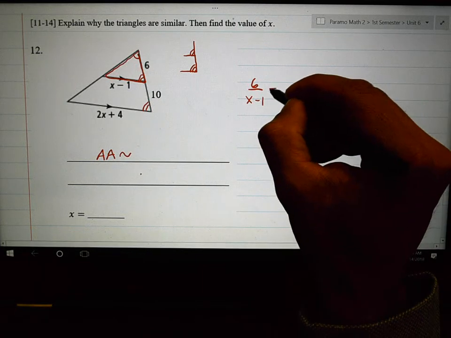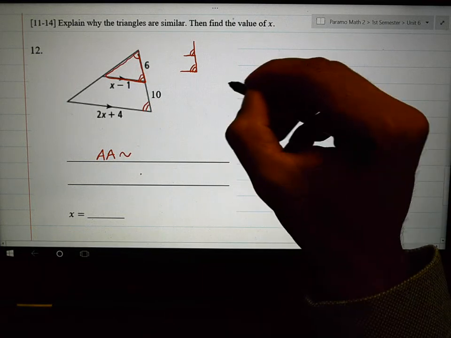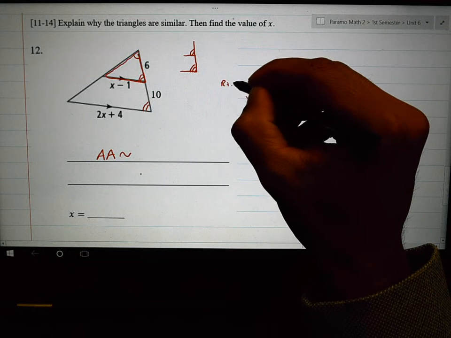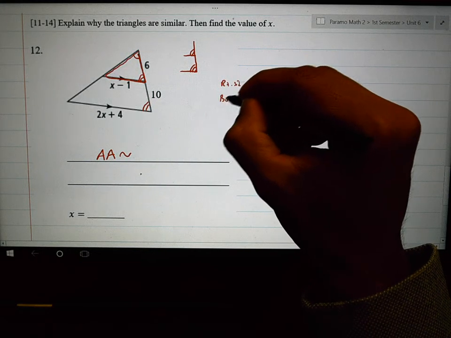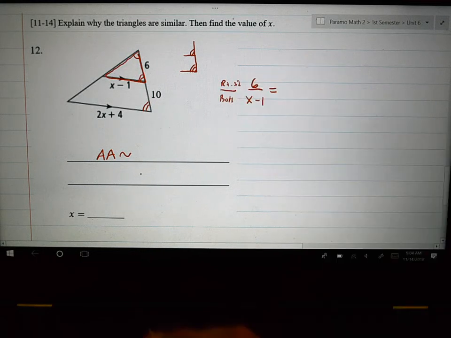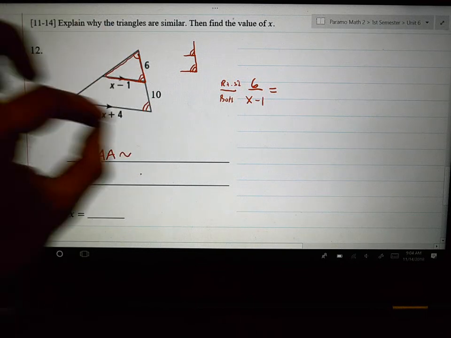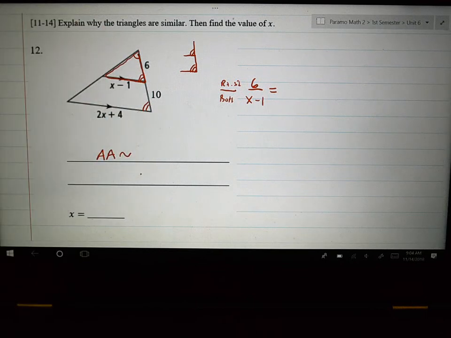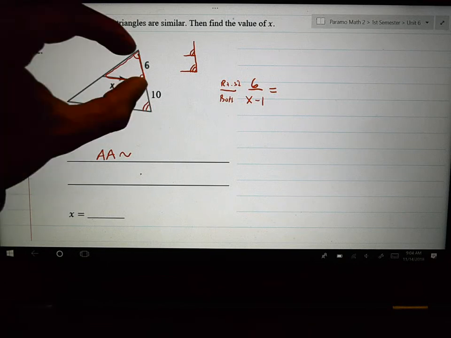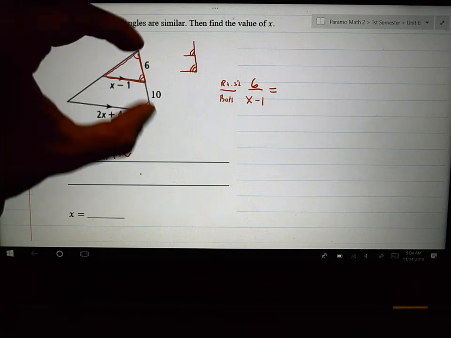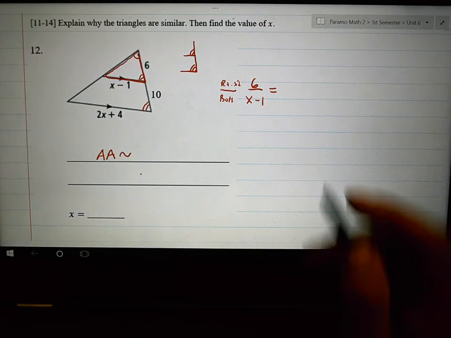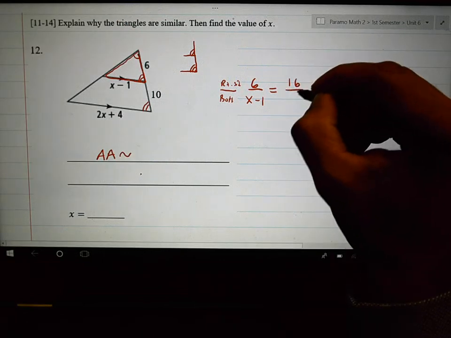Where I see the mistakes is this. This was right side over the bottom is equal to, what's the right side of the big triangle or the black triangle? It's 16. The mistake that I see is some people are just going to say 10. Don't just say 10. I need the full right side. The full right side is 16 over the bottom.